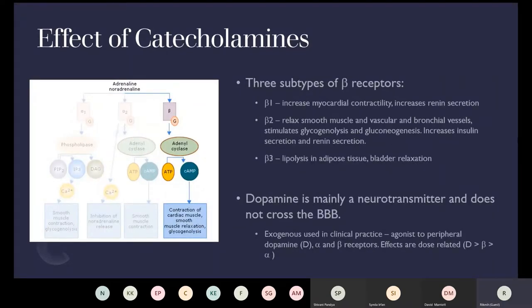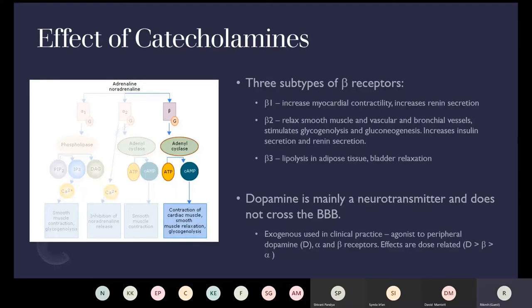And then there are three types of beta receptors. Beta 1 are involved in increasing myocardial contractility and increasing renin secretion. Beta 2 receptors relax smooth muscle, so vascular and bronchial smooth muscle, and you get glycogenolysis and gluconeogenesis, and it also increases insulin secretion and renin secretion. And then beta 3, I don't know what the actual clinical significance of it is, I've never really come across this, to be honest, but you get lipolysis in adipose tissue and bladder relaxation.